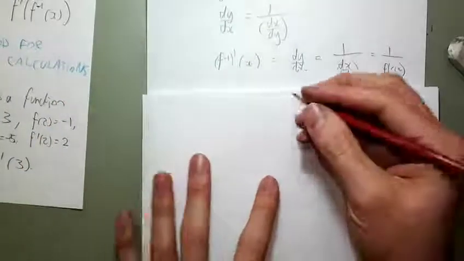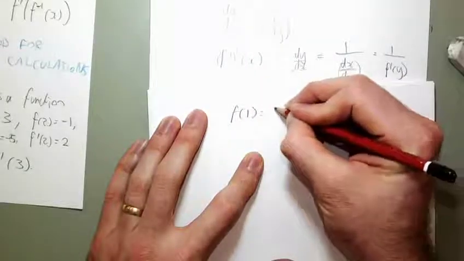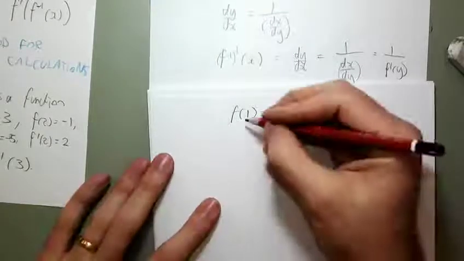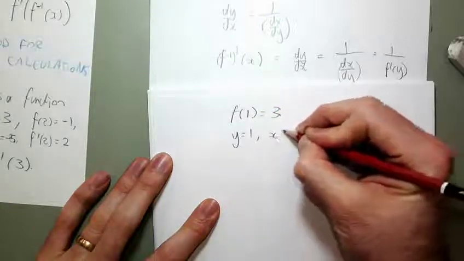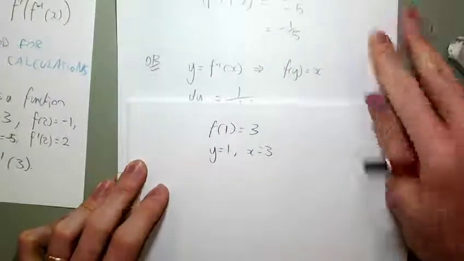Right. So we know that f of 1 is 3. Much better. Sorry, I had everything backwards. f of 1 is 3, which means that when y is equal to 1, x is equal to 3. And the reason that matches is because I've got f of y equals x.